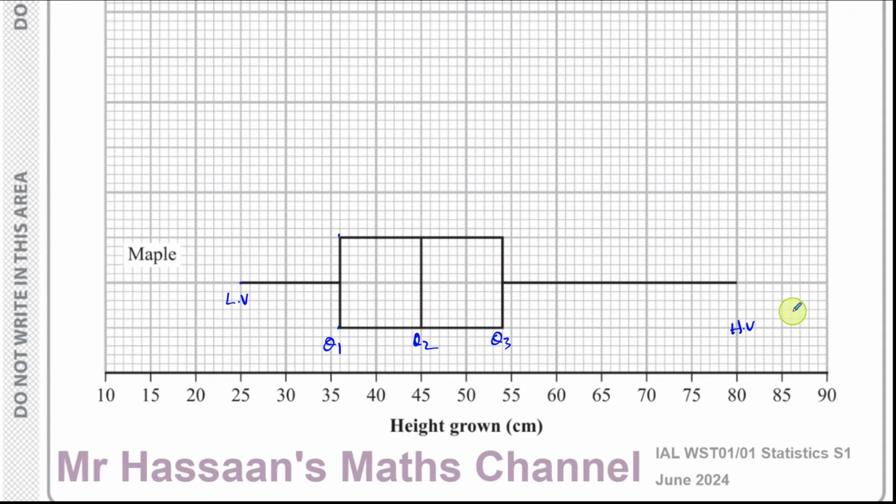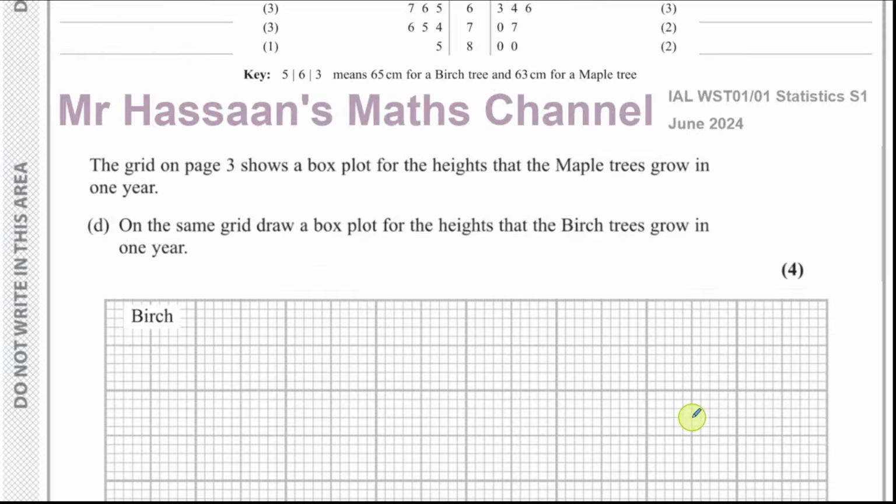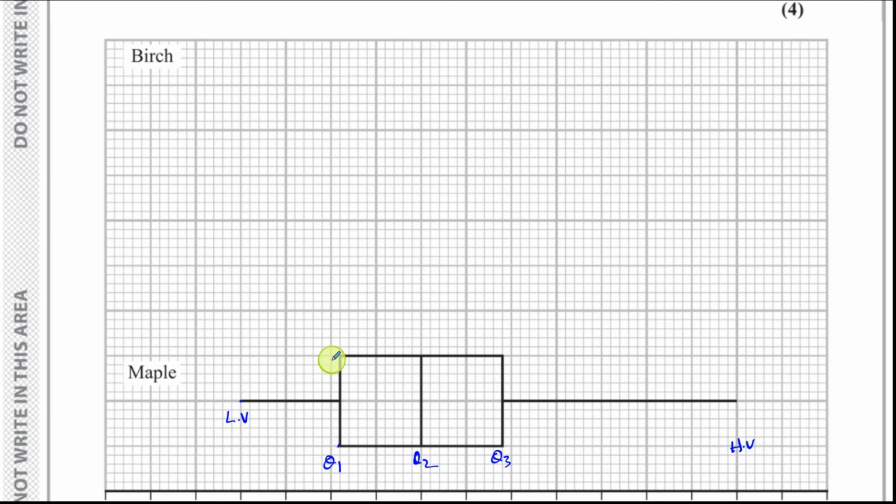outside of that. The particular example they've given us here, they've not taken us to the limit of the outliers. They've taken us to the lowest value in the data. Okay, so that's what they've done here. So we're going to follow the same format now for the birch trees. You can see they've given 2 of these squares as your box. I'll do the same thing.